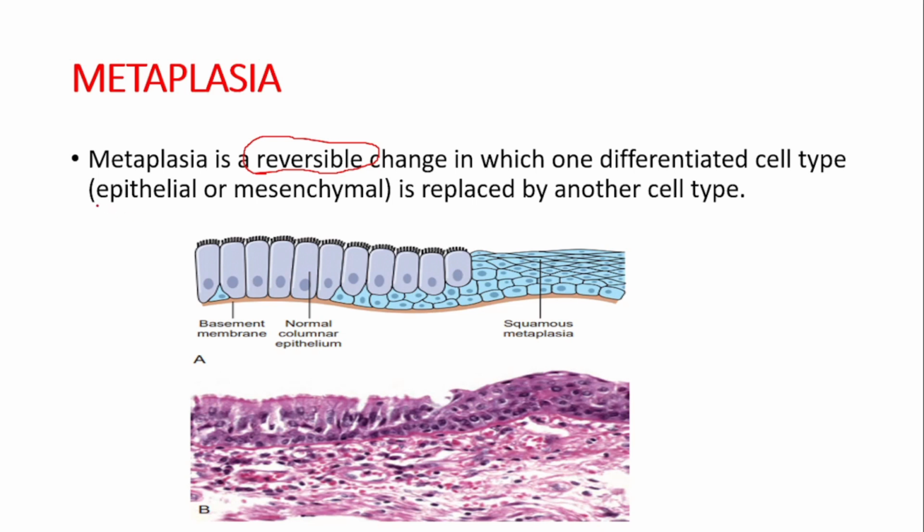It could be seen either in the epithelial cells or in the mesenchymal tissues. It is also asked in NEET PG. So this is a ciliated columnar epithelium which is replaced by stratified squamous epithelium. Microscopically also, these are the cilia and these are the columnar cells. So the ciliated columnar epithelium is replaced by the stratified squamous epithelium.